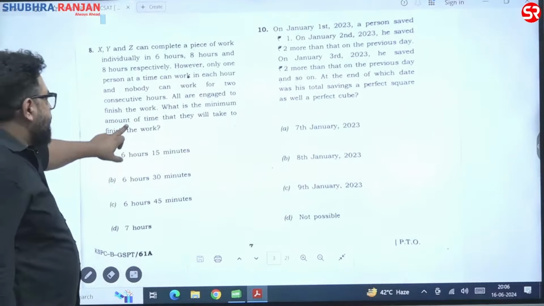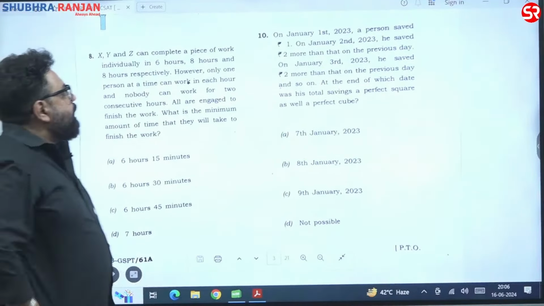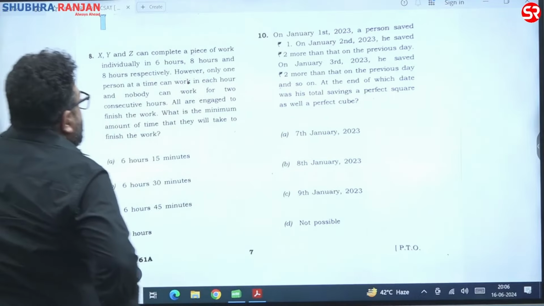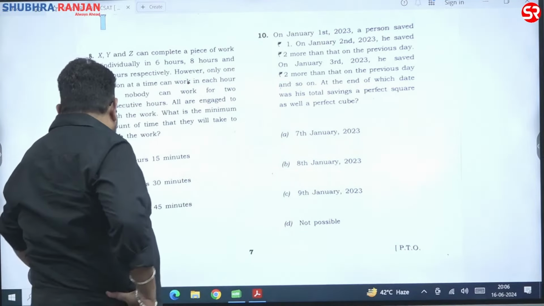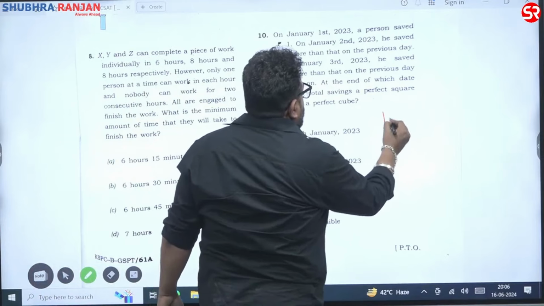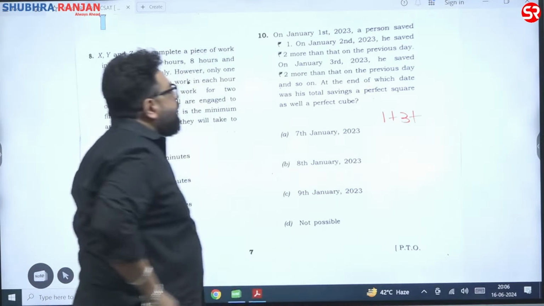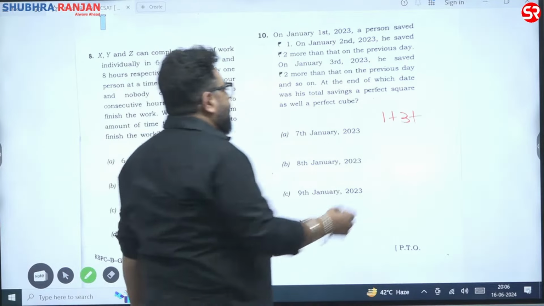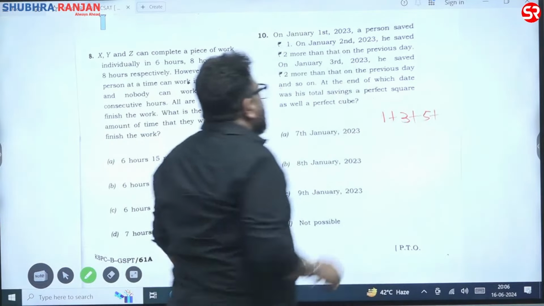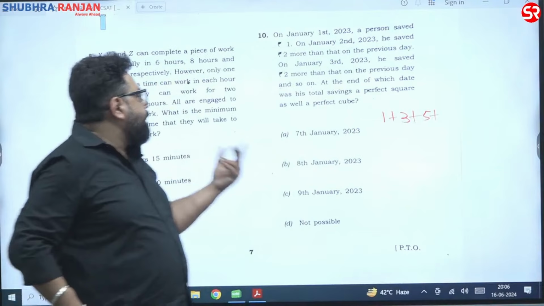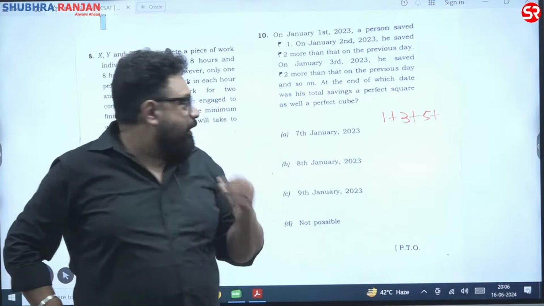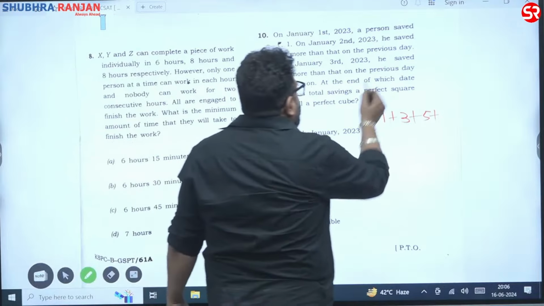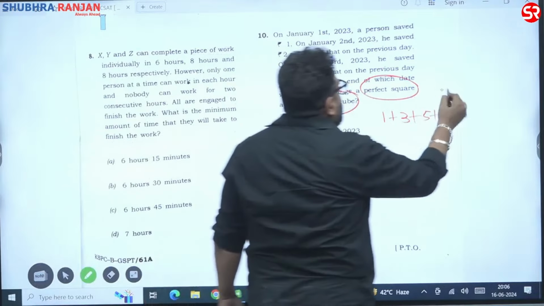Now listen to this. Again, he says, on January 1st, 2023, a person saved rupee 1. On January 2nd, he saved 2 more, right? So on 1st January, he saved 1, 2 more is 3, right? And then he says, on 3rd January, he saved 2 more than the previous day, that is 5. And so on. At the end of which date was his total saving a perfect square as well as a perfect cube? Go back to the classes, a number which is a perfect square and a perfect cube.